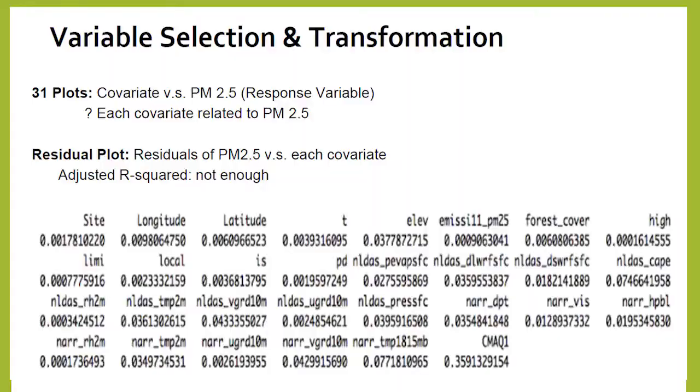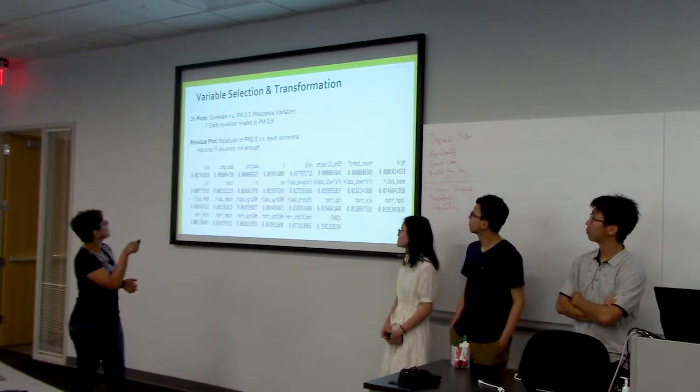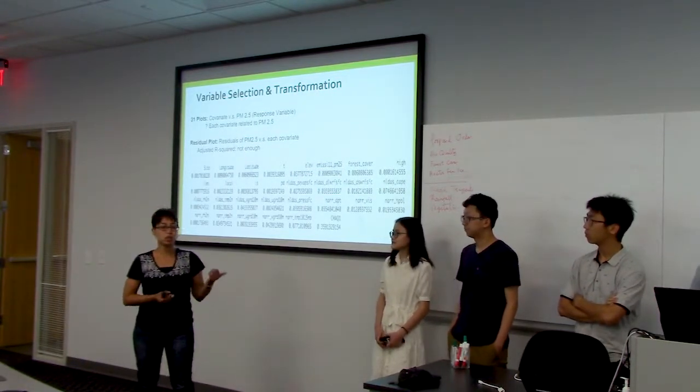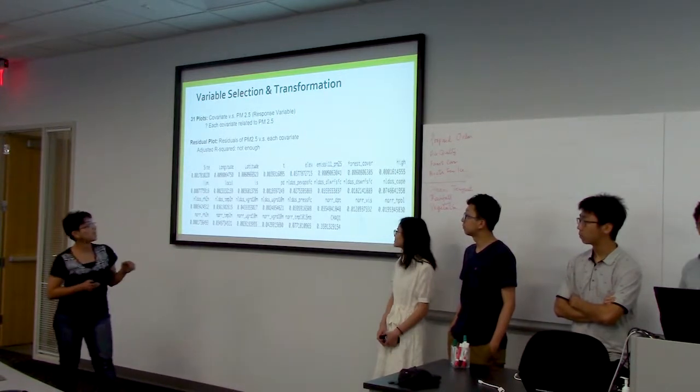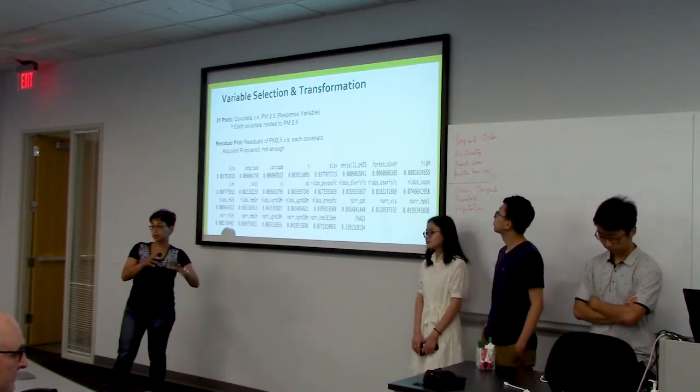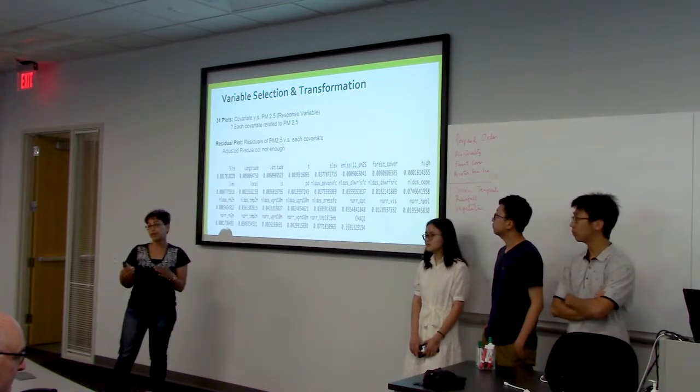Okay, so we had a data set which had 31 variables in it. So the first thing we obviously had to do was start with the basics. So that's what we did. That's our linear regression model. That's the first thing we do as statisticians, right? So we fitted our linear regression model here, and we started off with all our covariates versus the response variable being PM 2.5, and then we did the residuals of PM 2.5 with all the covariates.